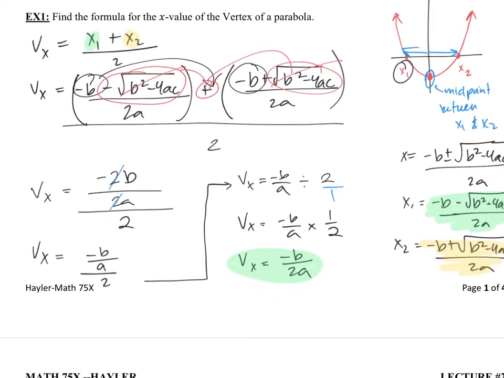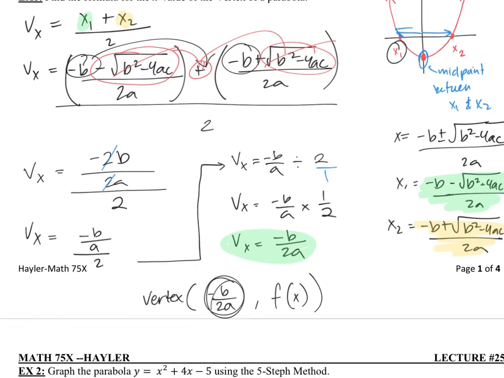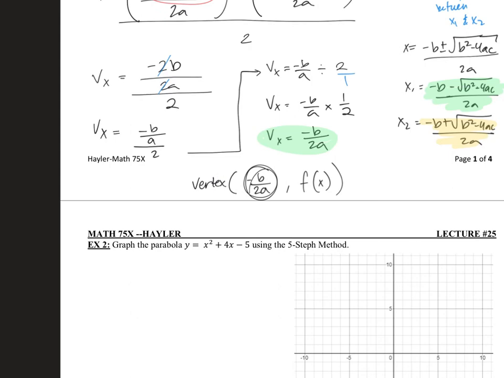So you might ask, how do we find the y value of the vertex? For the y value of the vertex, all we do is plug the answer we found here into the function f of x, and we'll find our y value. We'll show that as we work on this next problem.